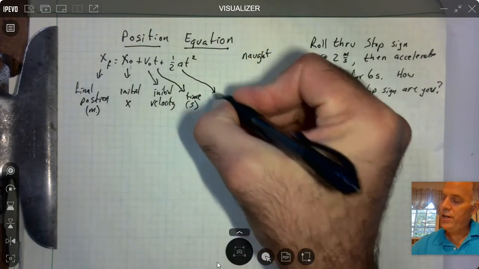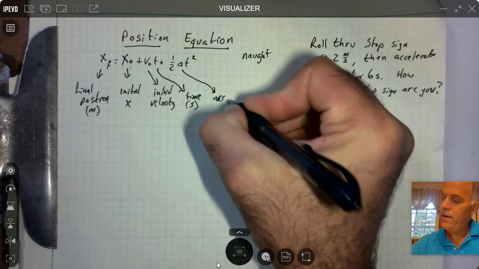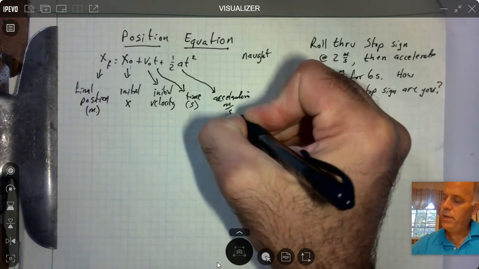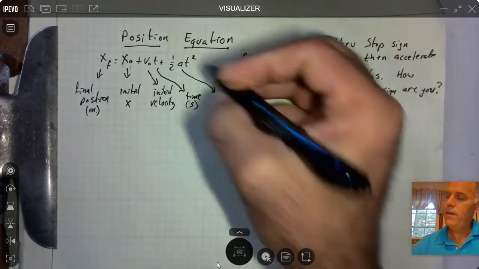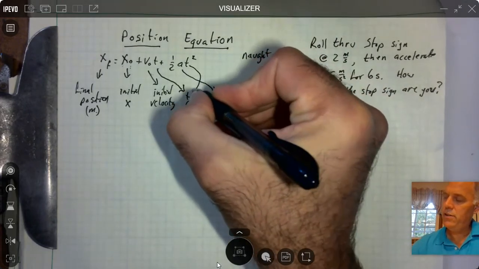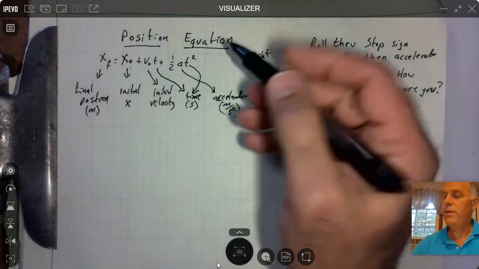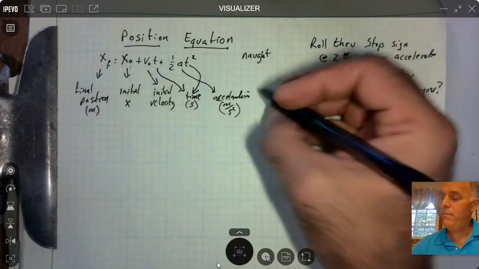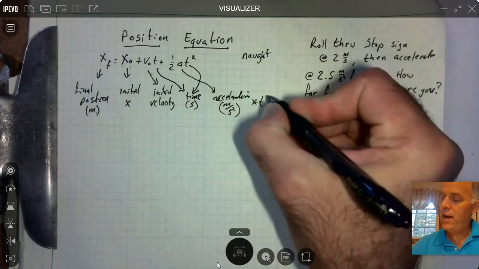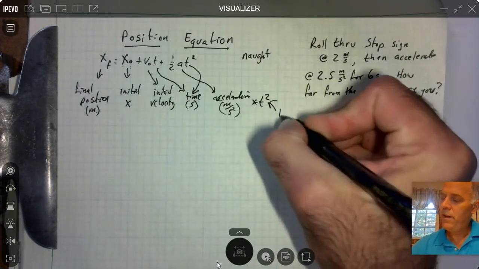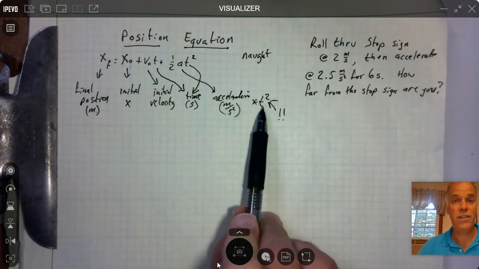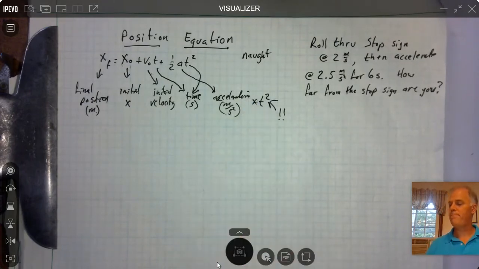A is the acceleration of the thing, and as you know, that is in meters per second squared. And t, again, is the time in seconds. But notice that in this term, it has to be squared. We have to square the time. So I'm going to say that times time squared. Exclamation point, exclamation point. Very common error to forget to square this time. You've got to square the time.